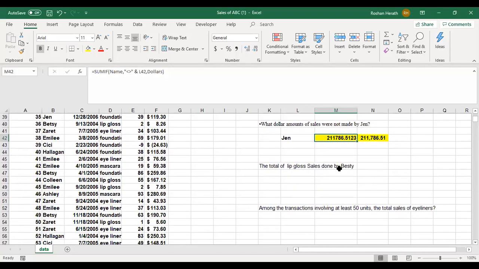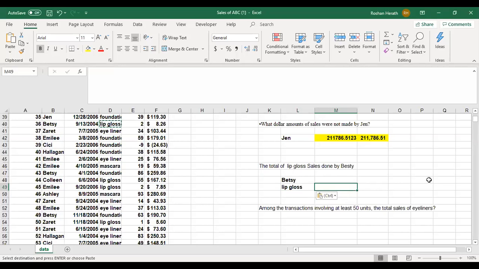Then it asks the total of lip gloss sales done by Betsy. So here we have two conditions. The correct name must be Betsy. So here I'm taking it, and the product must be lip gloss. I'm copying that, so I can ensure that I'm taking the proper terms. Otherwise, it is a little risky. Sometimes when you're typing, things may go wrong. So better to copy it from the original data set, then you know that is perfectly okay.